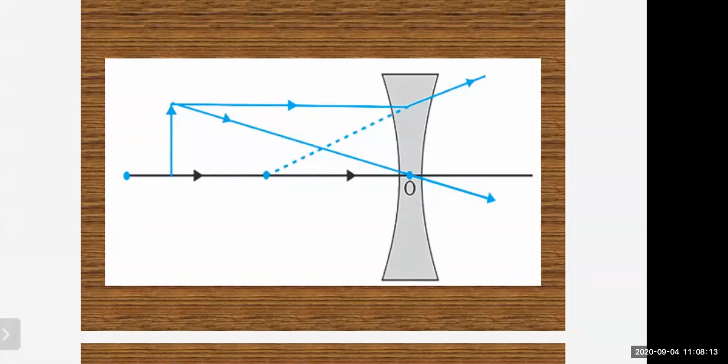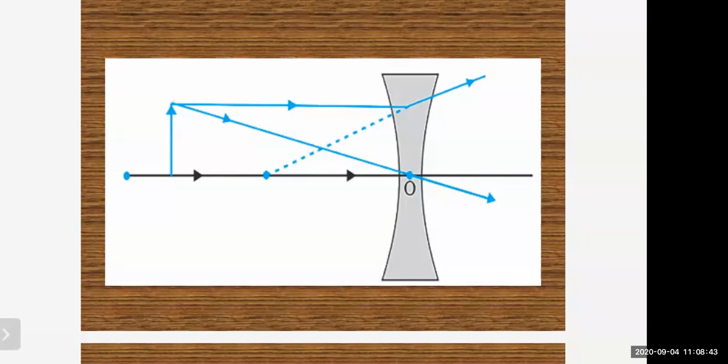The second rule is that when the incident ray is directed towards the principal focus F2, the refracted ray is parallel to the principal axis. And the third one is, when the incident ray passes through the optical center of the lens, it passes without changing its direction. So this rule is the same in both convex and concave lenses. Whenever any ray of light is passing through the center of the lens, it will pass without changing direction. You can see in the diagram how the ray is passing without changing direction.